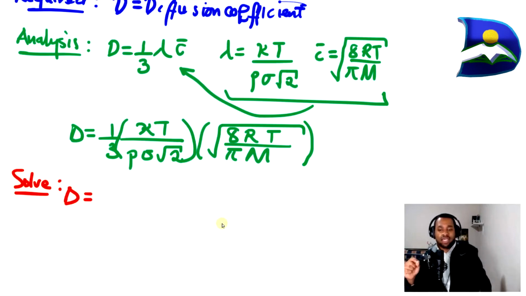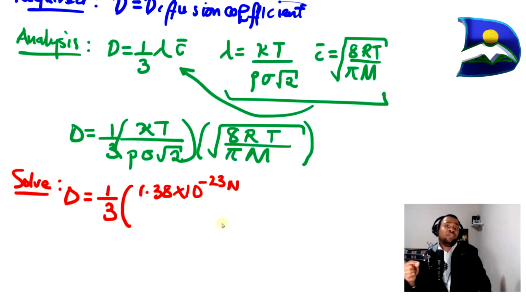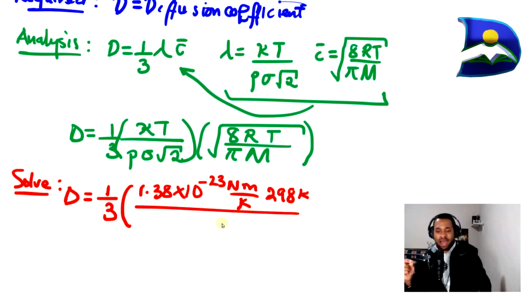And so our D, which is now in terms of the variables in the givens, is now 1/3 multiplied by, take note that the unit of our K is in joules, and we know that joules is measured in newtons multiplied by meter, and this is all divided by kelvins, and we know that our temperature is in kelvins, and this is all divided by our pressure, pascals.